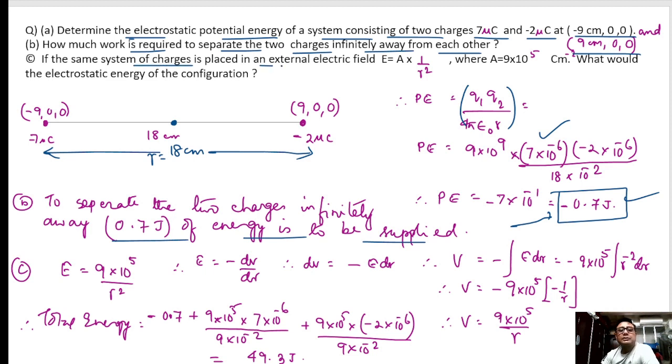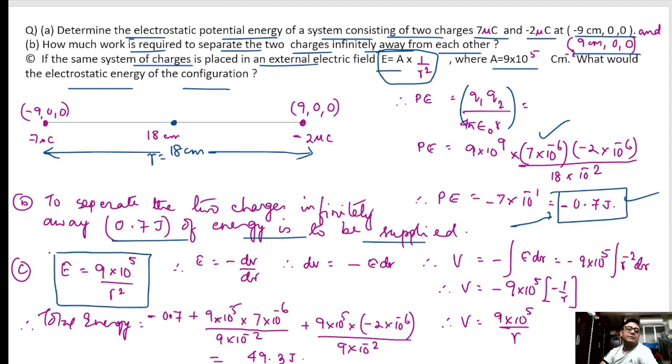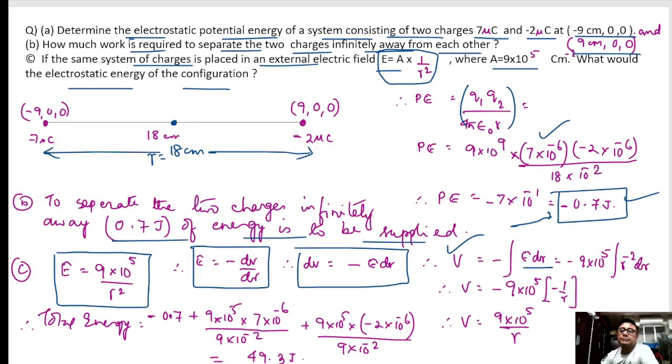If the system of charges is placed in an external field, this is the external field relation. Value of A is given. What would be the electrostatic energy of the configuration? So watch here. This is the external electric field. E equal to minus dV by dr, so dV equal to minus E dr. So this is the potential, the integration of E dr. So 1 by r, this is r to the power minus 2, which is this.